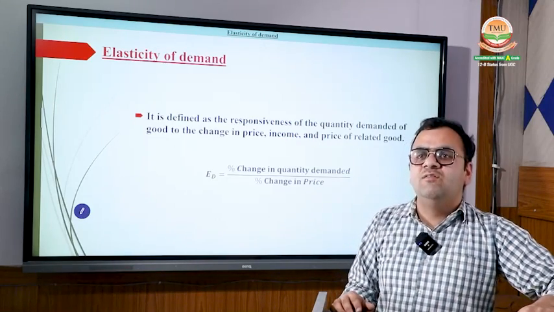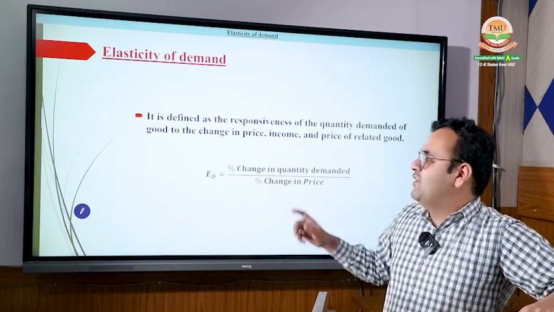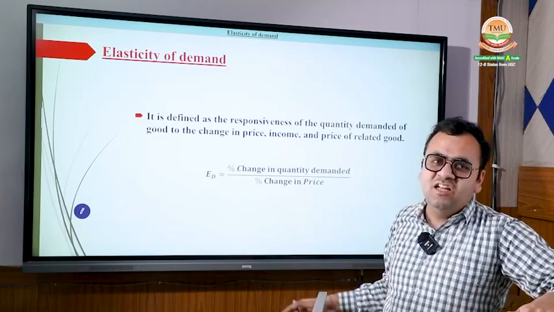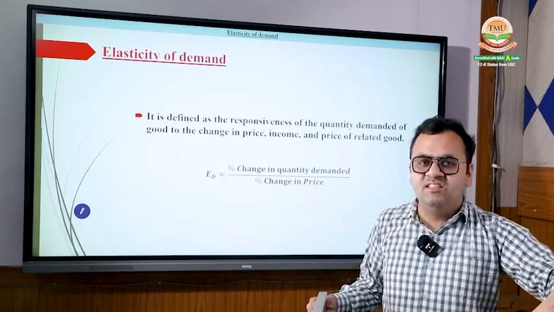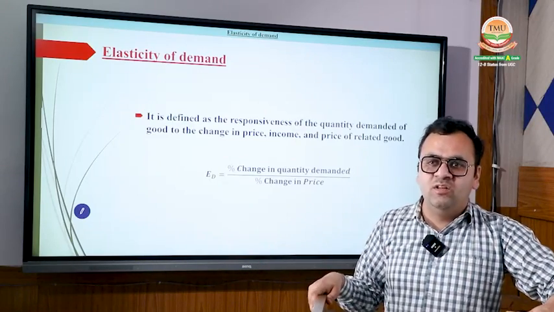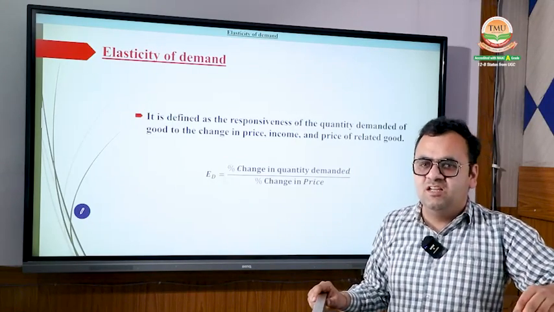We calculate it with two methods. Number first is the percentage method. The percentage method is percentage change in quantity demanded upon percentage change in price. How will we find out the percentage change in quantity demanded? Q1 minus Q upon Q multiplied by 100. Through this, we can find out the percentage change in quantity demanded.